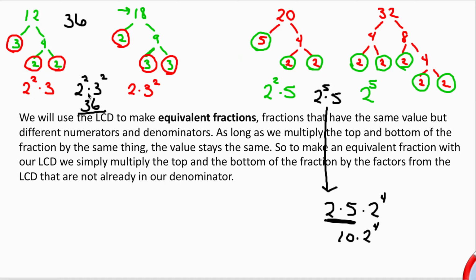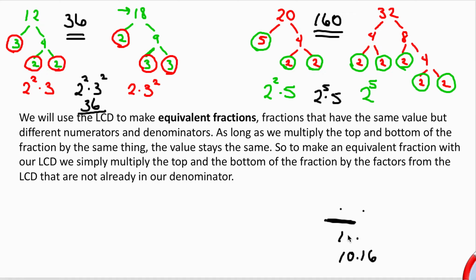Okay, I didn't have 2's and 5's over here. So 2 to the 4th: 2 times 2 is 4, times 2 is 8, times 2 is 16. So this is 10 times 16, 160 would be the least common denominator between 20 and 32. Okay, so that's how we're going to find our least common denominators, right? If it's not the biggest one, check that first because that's a huge shortcut. But if it's not, then do your prime factorizations and find your least common multiple, aka least common denominator.